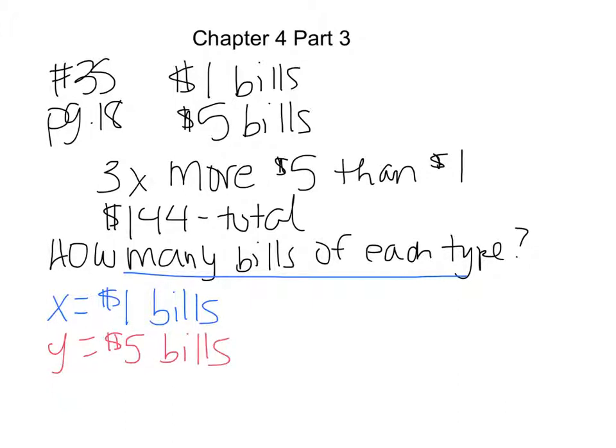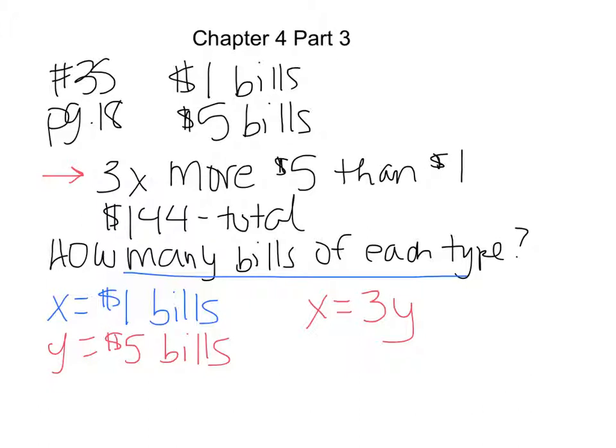Now we want to go back into the problem and create 2 equations. We had said that there are 3 times more $5 bills than $1 bills. So we're going to take that information and say that our $1 bills, x, is going to be the same thing as 3 times our $5 bills, 3y.